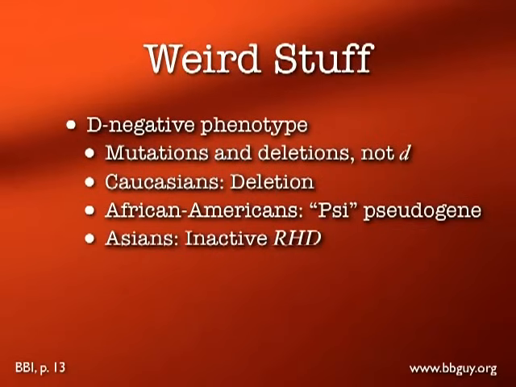Weird stuff in the Rh system includes the fact that D negative is not just that you don't have a D. There's a lot of weird stuff that goes on, and depending on your race, you can be D negative for a variety of reasons. Caucasians usually are D negative because they've deleted the gene entirely. African Americans, on the other hand, have a pseudogene, a gene that just doesn't do anything. And Asians have RHD there, but it's just inactivated. So again, lots of different reasons to be D negative, and we describe it as little d, but as I said before, there's no such thing as little d, and there's a lot more to it than that.